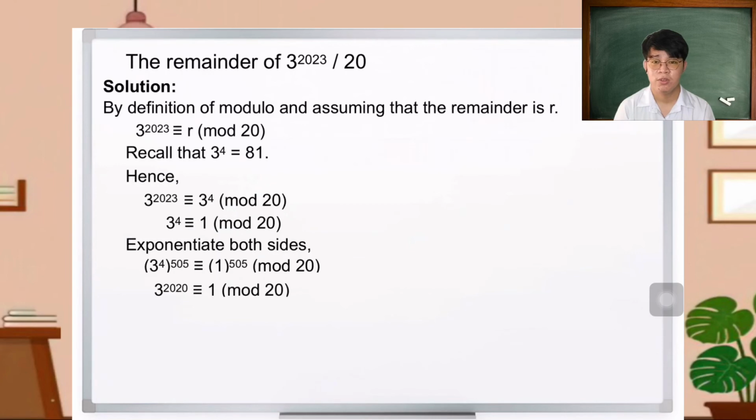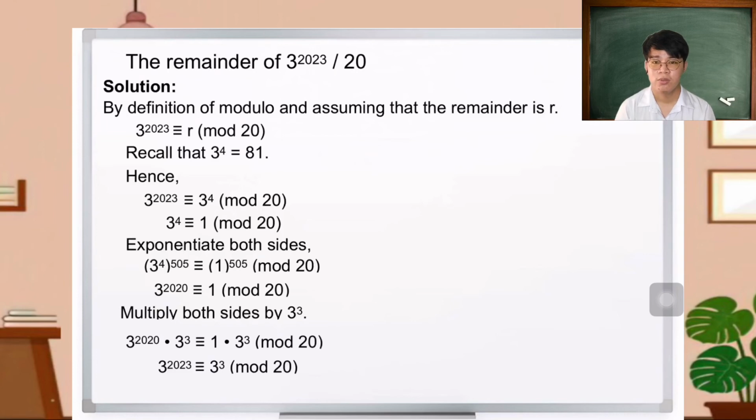But 2020 is not yet 2023. We will multiply both sides by 3 cubed to make it complete 2023. However, 3 cubed is not yet a least residue, but when we subtract by 20, we will be assured that r is 7, which is within the least residue from 0 to 19.